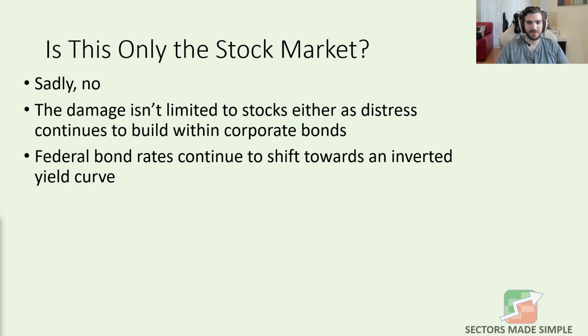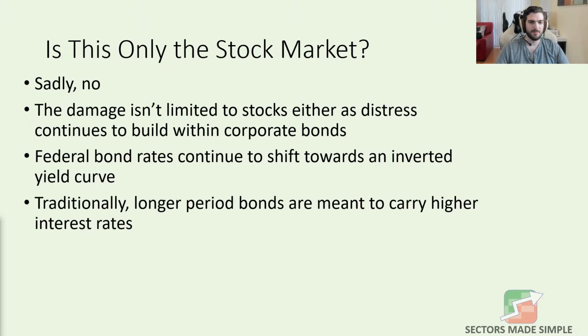Federal bond rates continue to shift towards what's called an inverted yield curve. And to quickly explain what that is, typically, whenever you tie up your money in an investment, you want some return. The longer you have your money tied up in that security or that investment, the more return you want. You're not getting your money for a longer period, so you want it to give you higher return to match the fact that you can't invest it in something else.